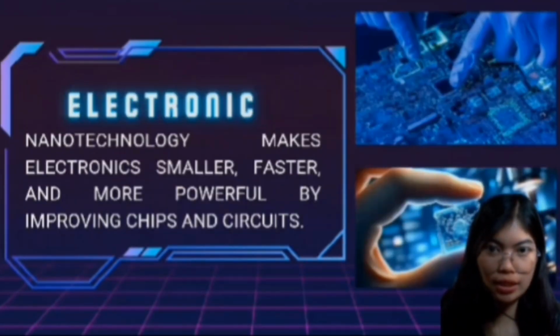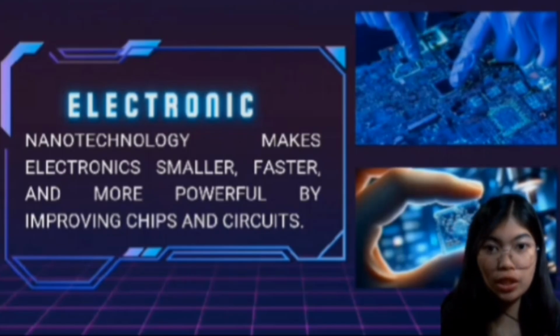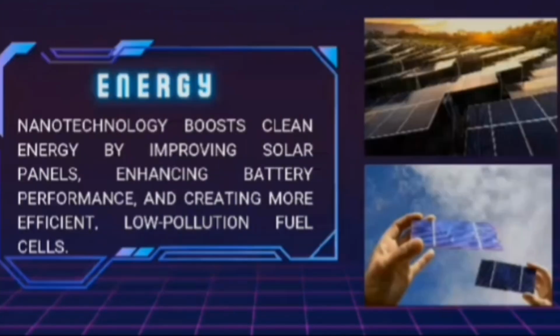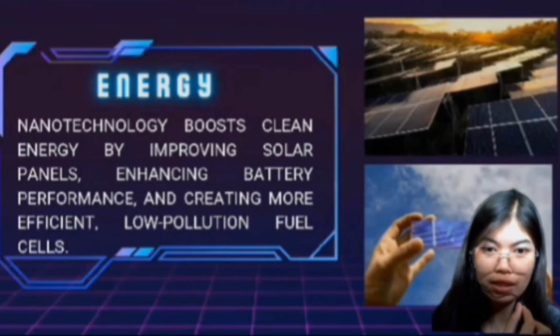Next is electronics. Nanotechnology allows engineers to make smaller but powerful devices like smartphones and laptops. It also helps produce chips and circuits that work faster and last longer. Next is energy. Nanotechnology improves solar panels so they can absorb more sunlight and helps make batteries that last longer and charge faster. It also creates fuel cells that convert energy more efficiently, reducing pollution and saving resources.